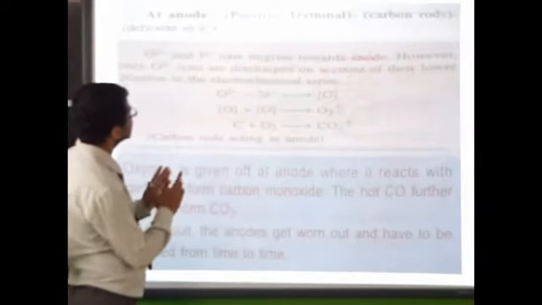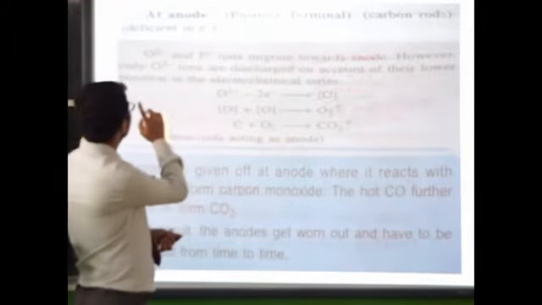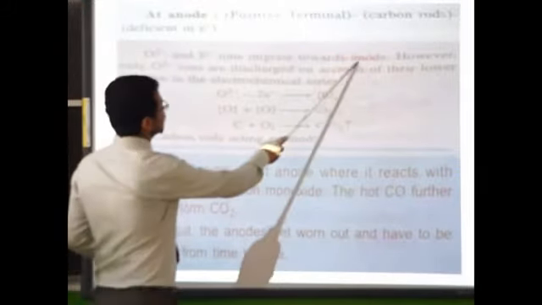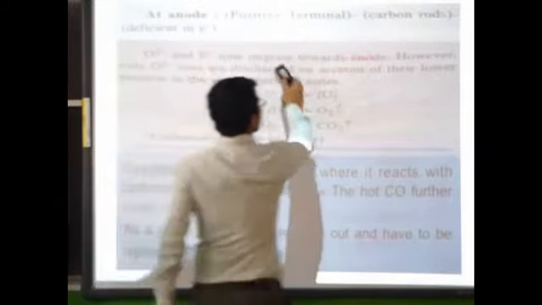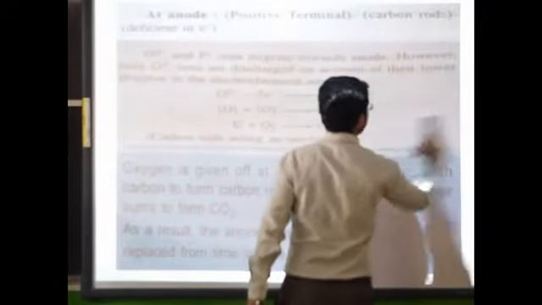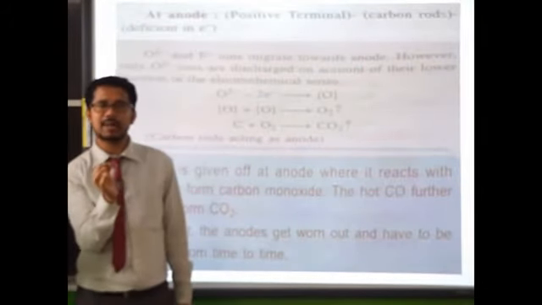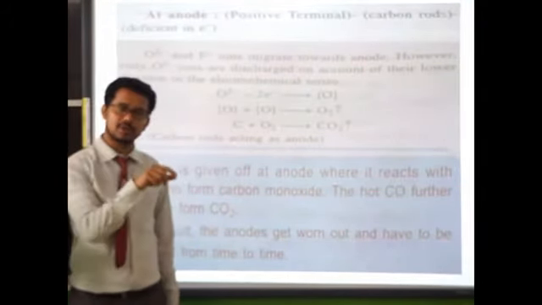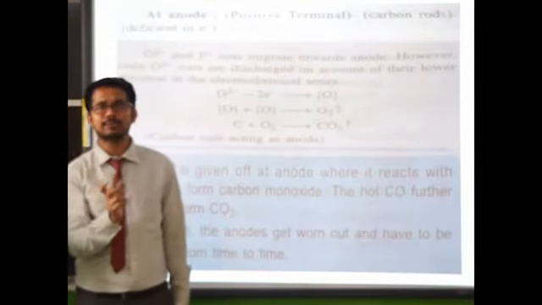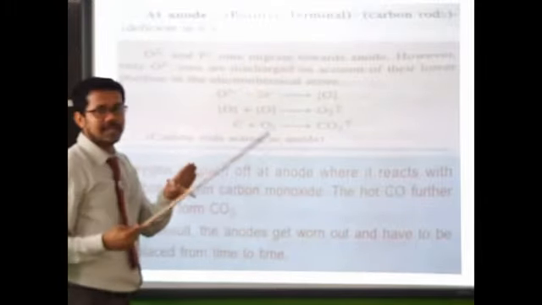At the anode, that is the positive terminal, which is made of carbon rods and is deficient in electrons, oxide ions and fluoride ions migrate towards the positively charged anode. So mind you one thing, in electrolysis, positive ions, cations, move towards the negative rod, the cathode, and negative ions, anions, move towards the positive rod, the anode.